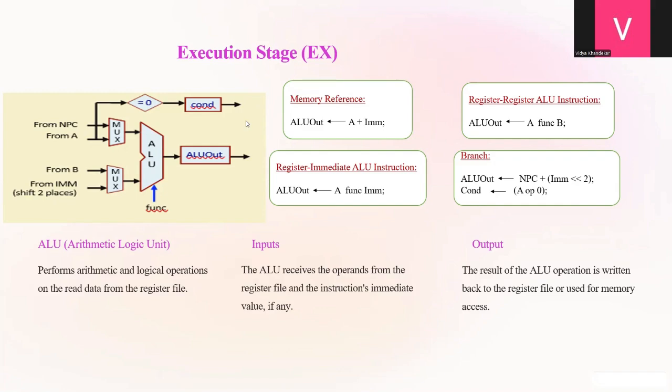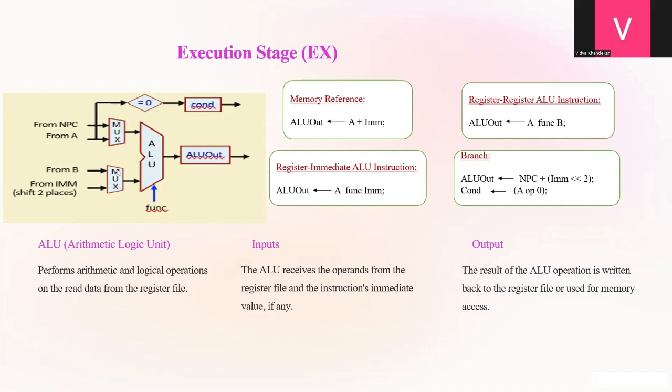We need to add with the immediate value. There is a mux attached to the ALU having two inputs, and one ALU input comes from NPC, another comes from A. Depending on the select lines, it can be decided which input will go. For a memory reference, A will come, the select will get activated accordingly, and the immediate value comes.